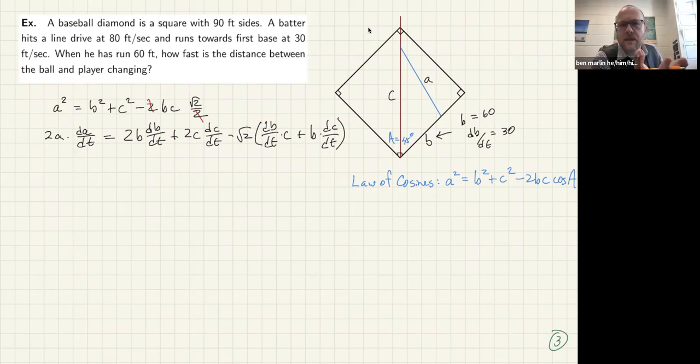Just to mention in passing, I looked it up to see whether that number about 30 feet per second is realistic. That's like world record running speed. So that's a little crazy.